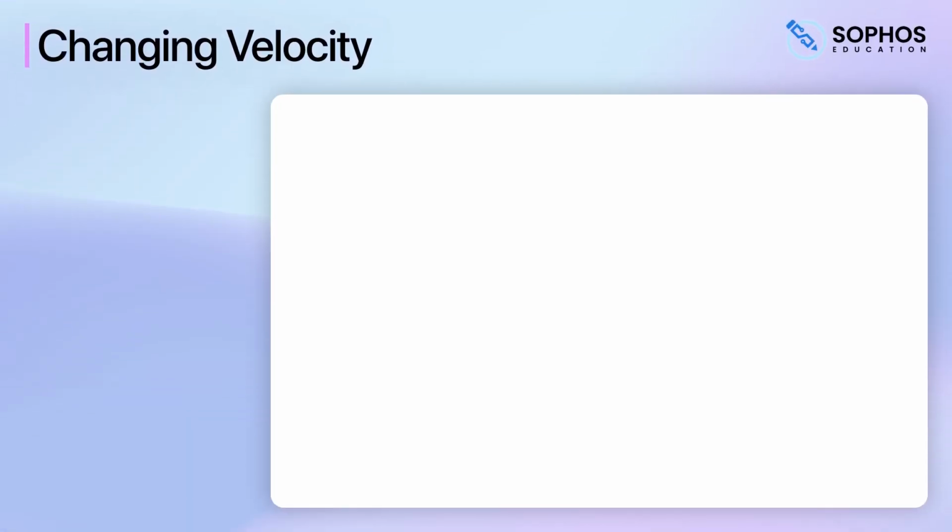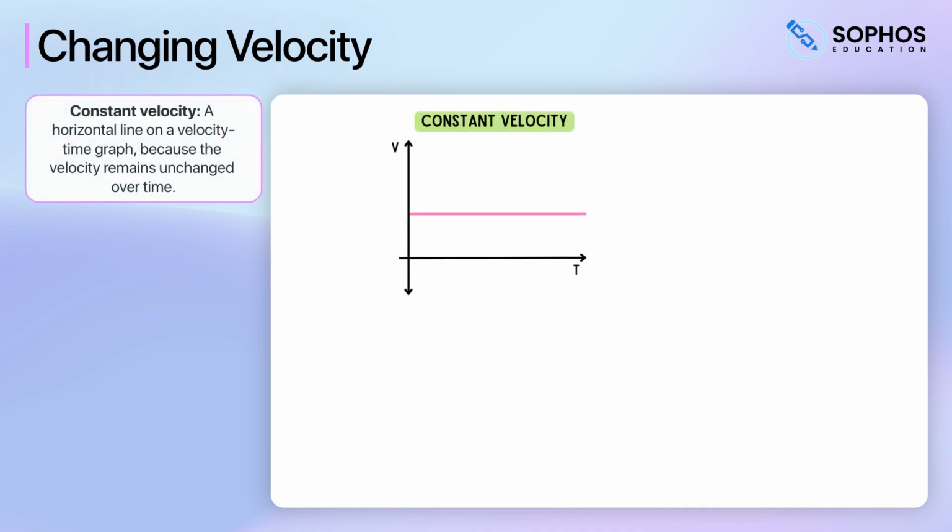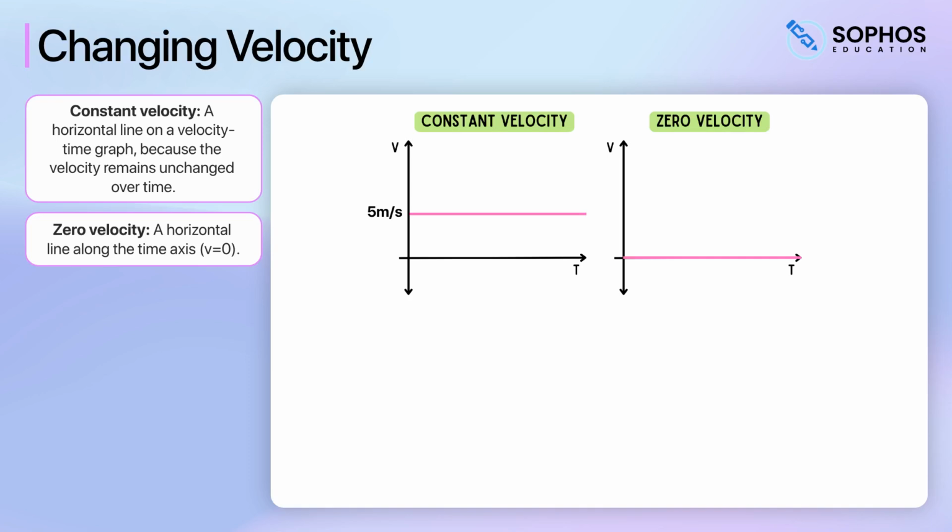Let's look at some example cases. If an object is moving at a constant velocity, this is shown as a horizontal line on the velocity time graph because the velocity remains unchanged over time. For example, if you see a horizontal line at 5 meters per second, this tells you the object is moving at 5 meters per second consistently. When an object is not moving, its velocity is 0. On the graph, this is represented by a horizontal line along the time axis.